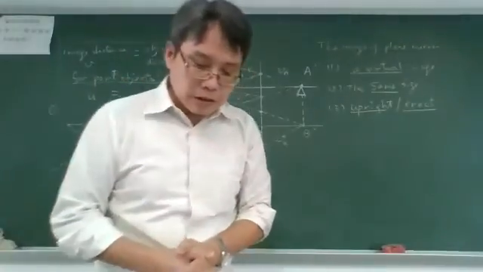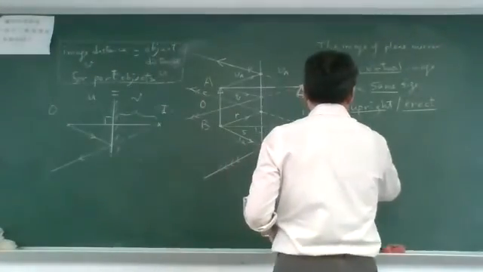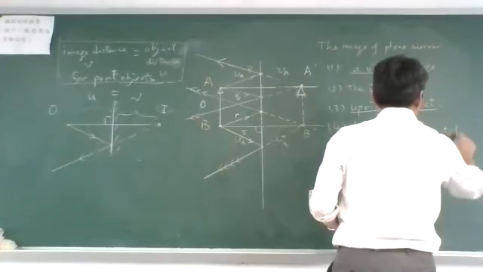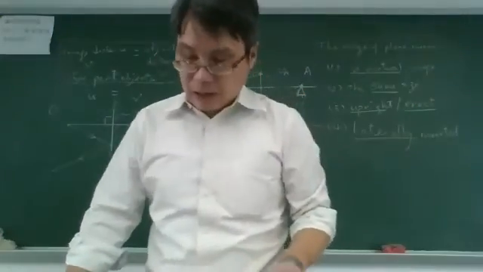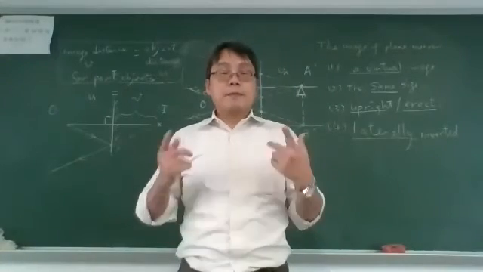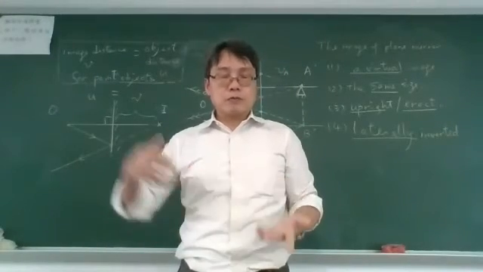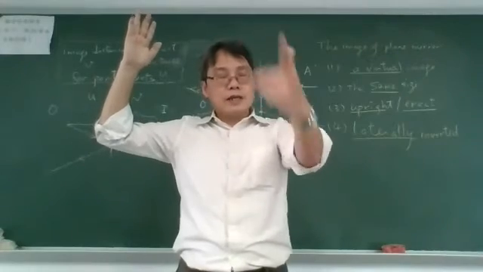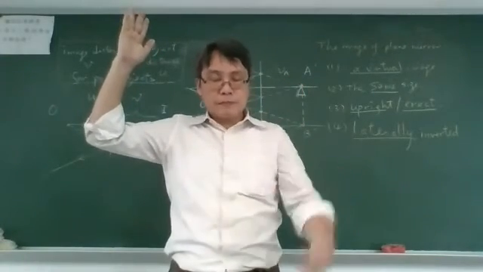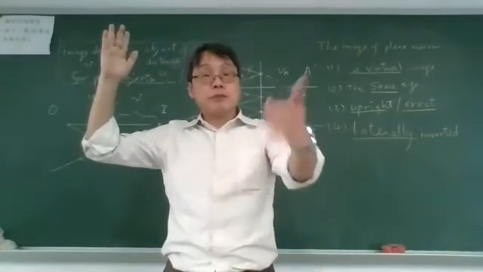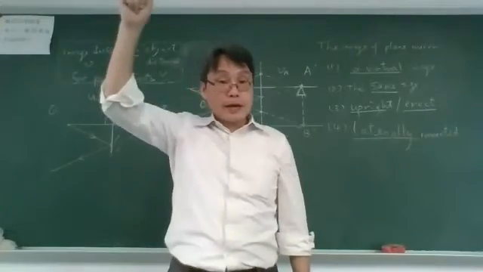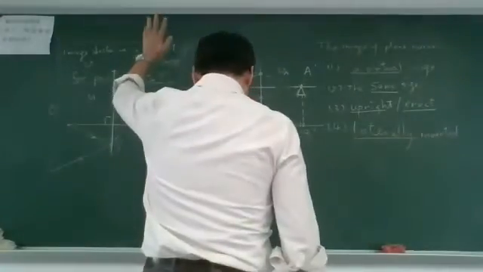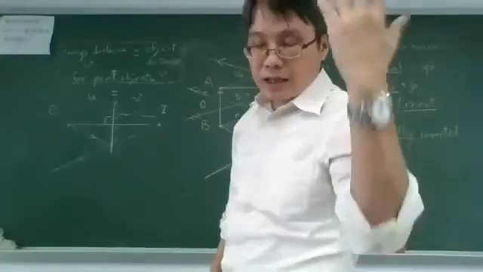And point number 4, the image is laterally inverted. What does it mean? It means that when you are facing the mirror, the person, for example myself, raises the right hand. Then inside the mirror, the image of me will raise his right or left hand. Try it yourself by facing a mirror. If I raise this hand, then behind the mirror, the image will look something like this, where the image is raising his left hand, right?